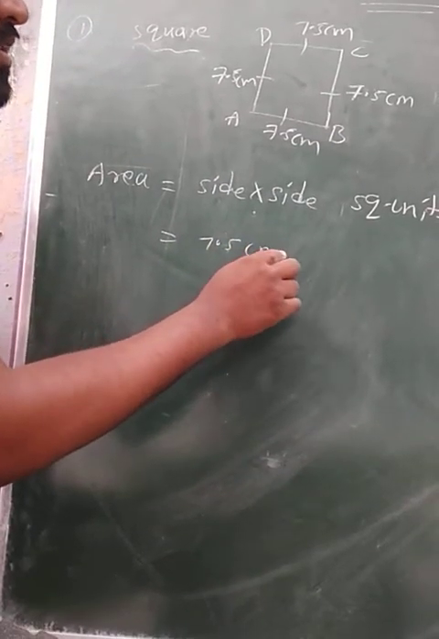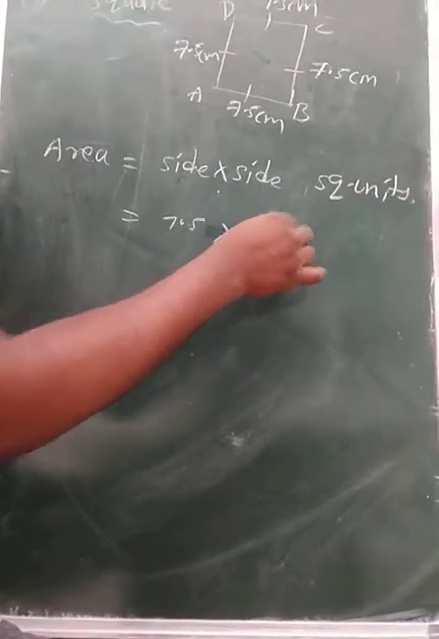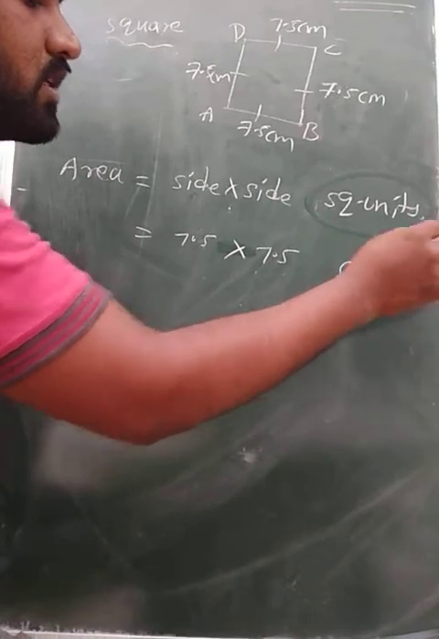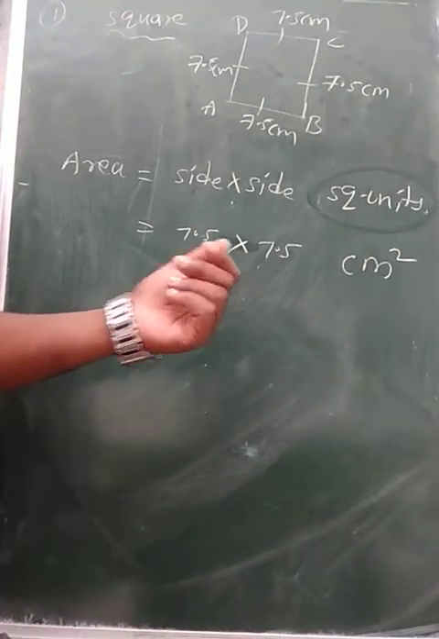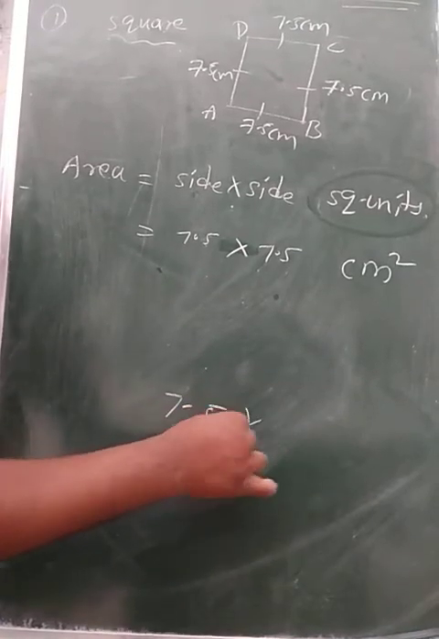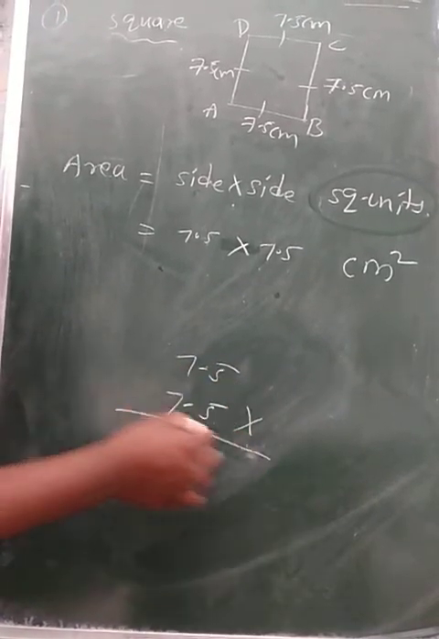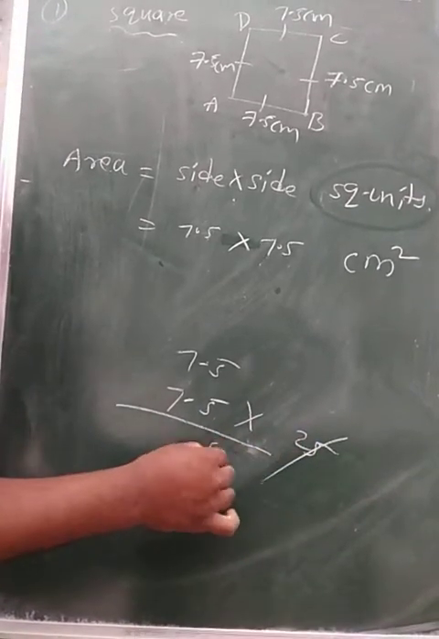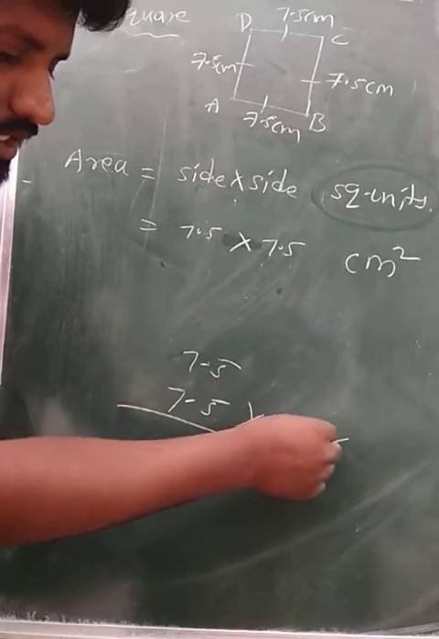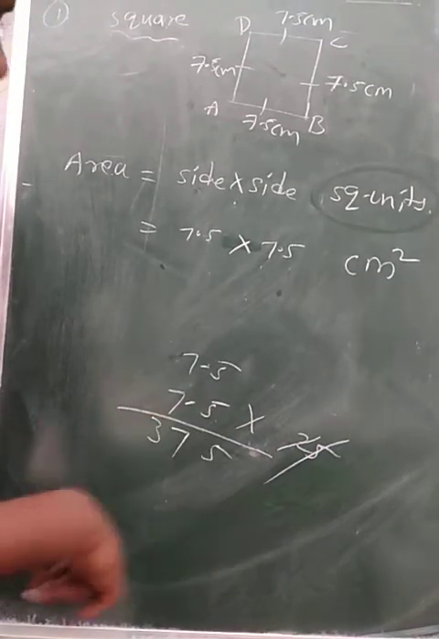7.5 into the side of a square, which means again 7.5. Square units means square centimeters. Now 7.5 into 7.5, you just multiply. 5 fives are 25, 5 sevens are 35, 35 plus 2 is 37.